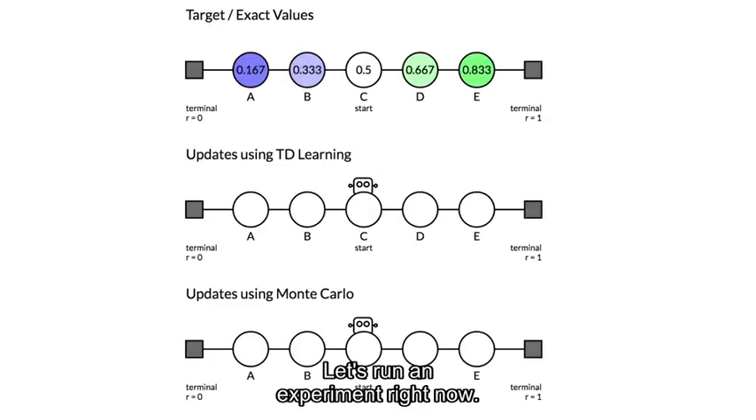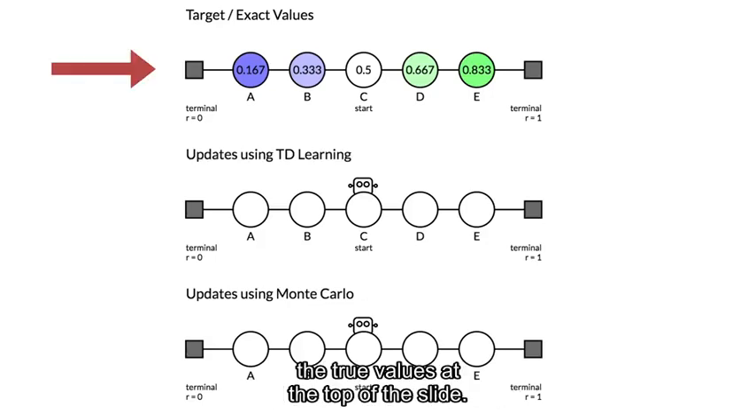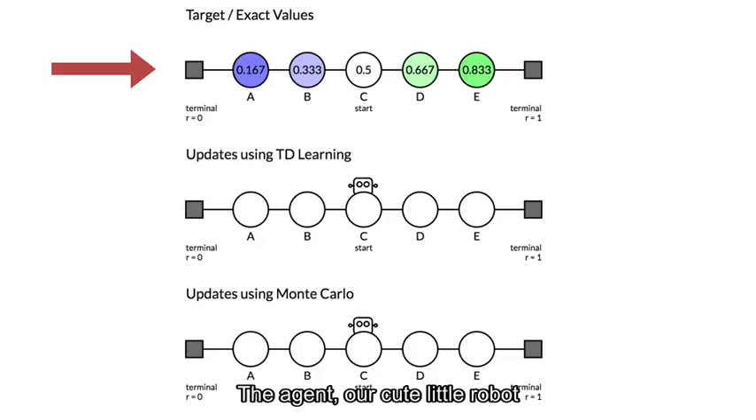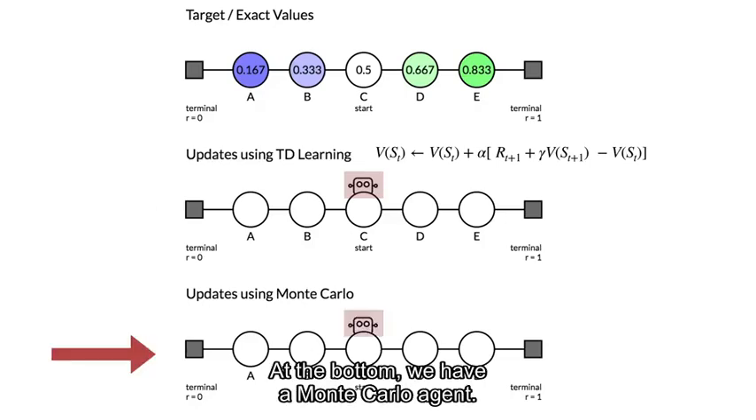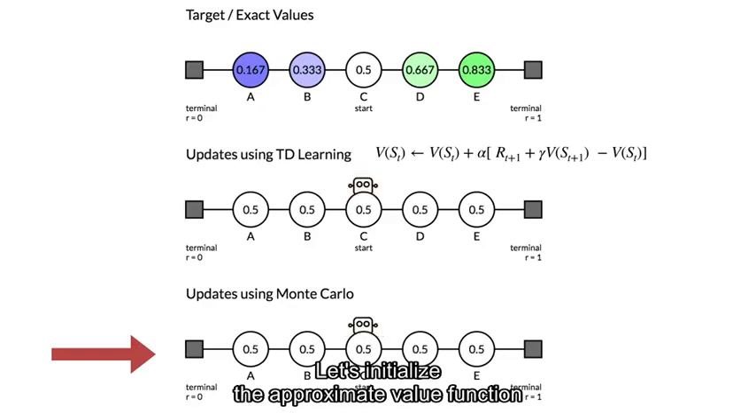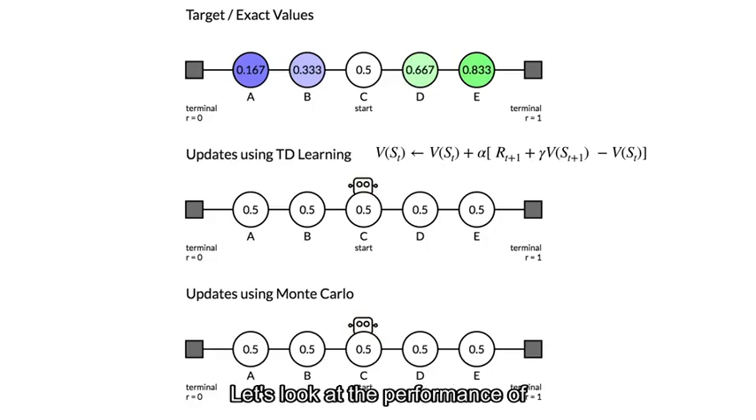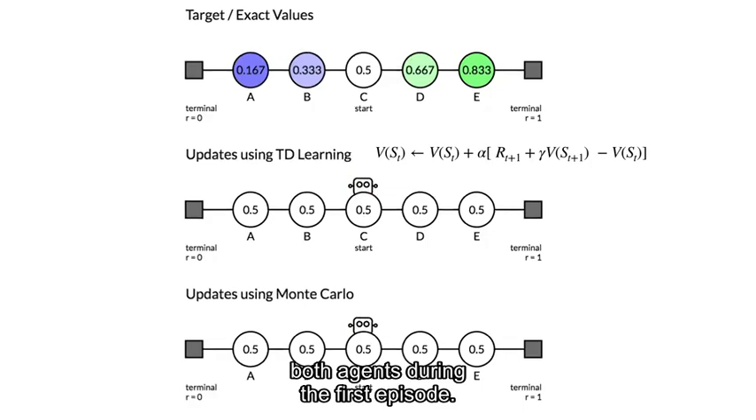Let's run an experiment right now. We have labeled the MDP with the true values at the top of the slide. The agent, our cute little robot, estimates the value function using TD. At the bottom, we have a Monte Carlo agent. Let's initialize the approximate value function for both agents to 0.5. Let's look at the performance of both agents during the first episode.